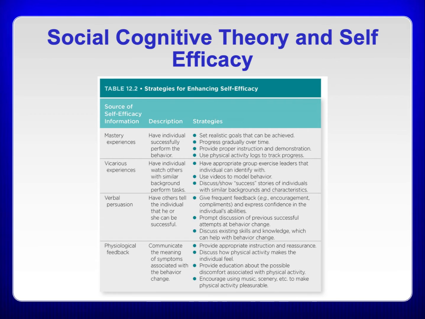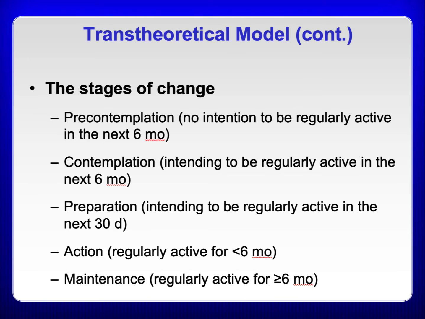Stages of change, transtheoretical model. You probably have gotten this before. Pre-contemplation: you have no intention to change. Contemplation: you're thinking about changing. Preparation: you're getting ready to change, but you're not quite meeting the recommendations as it relates to exercise. Action is when you're regularly meeting the recommendations, but you've been doing that for less than 6 months. And maintenance is meeting the recommendations and being regularly active for more than 6 months.